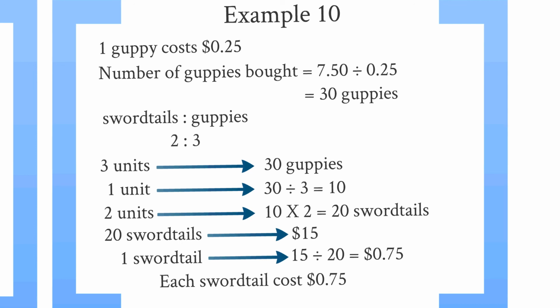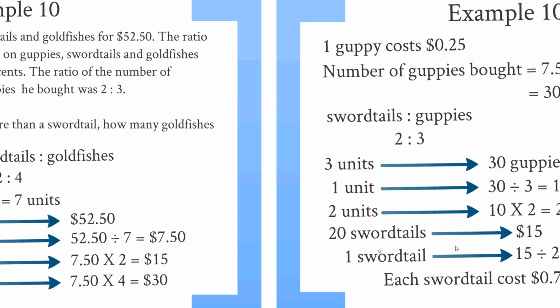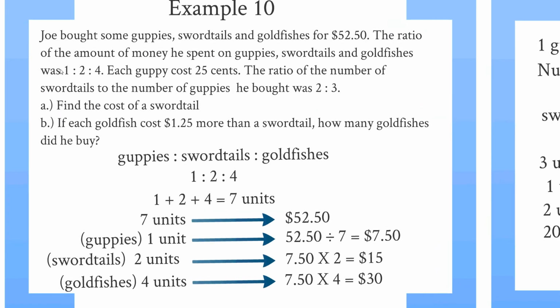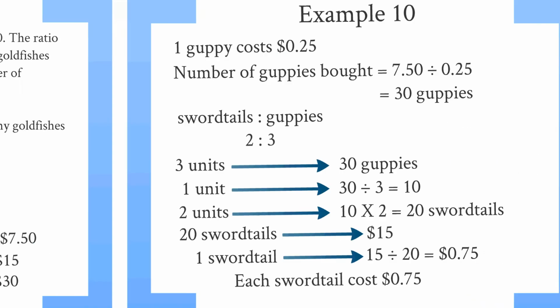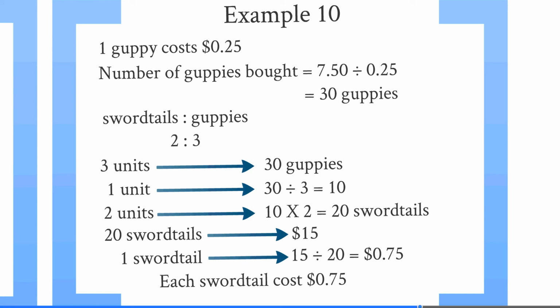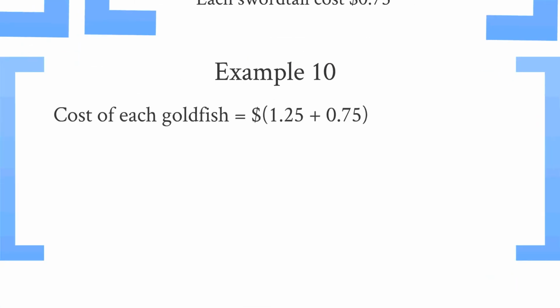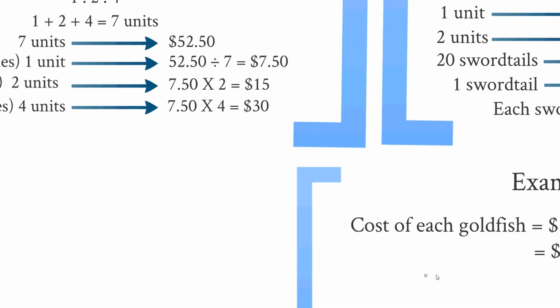Now let us look at part B. Part B here: if each goldfish costs $1.25 more than a swordtail. So the goldfish costs $1.25 more than a swordtail. And if a swordtail costs 75 cents, the goldfish will cost $1.25 plus 75 cents equal $2. Each goldfish costs $2.